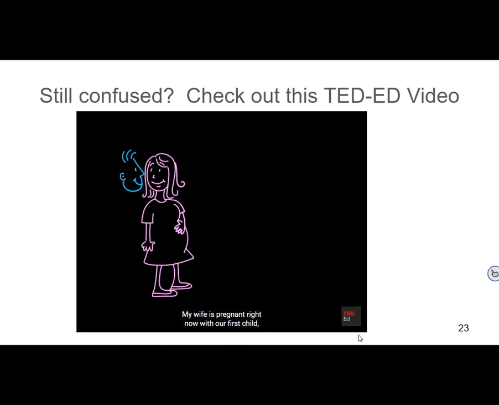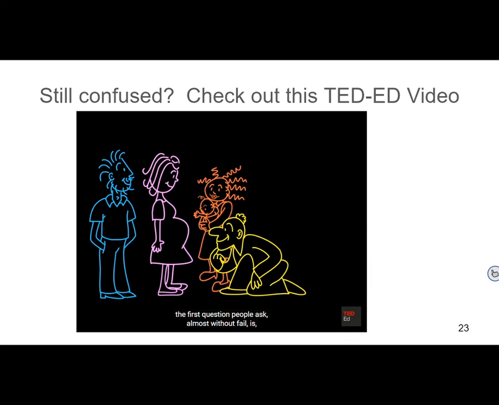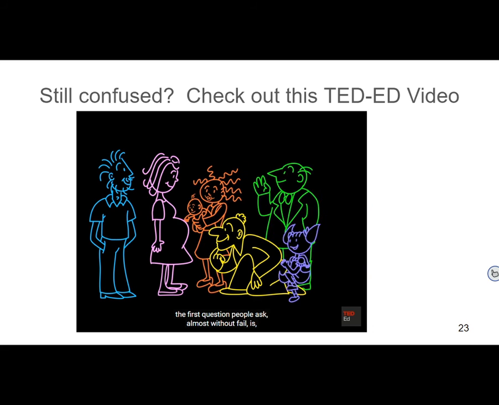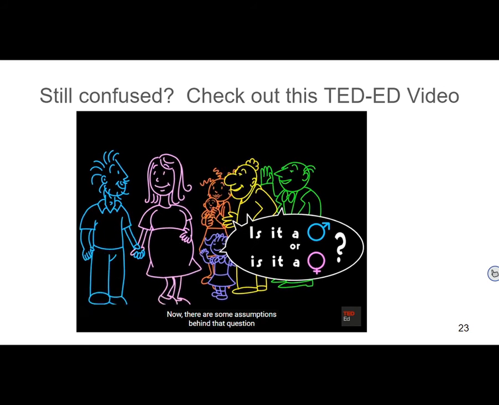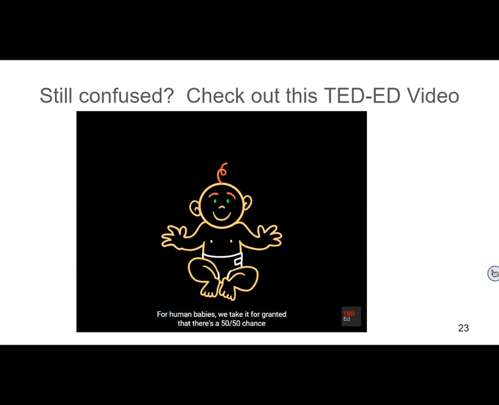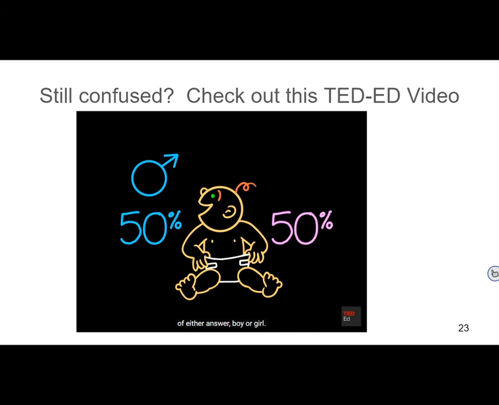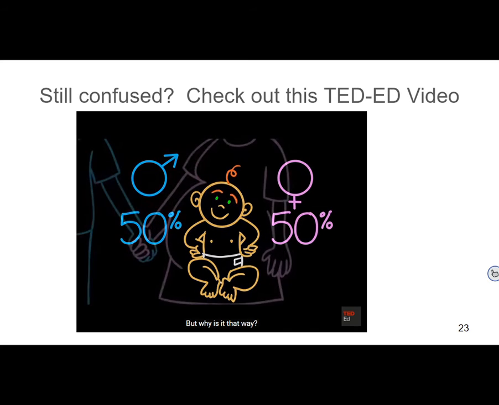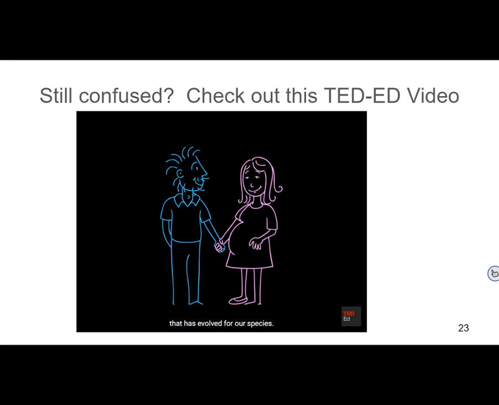My wife is pregnant right now with our first child, and when people see her with her big baby bump, the first question people ask, almost without fail, is it a boy or is it a girl? Now, there's some assumptions behind that question that we take for granted because of our familiarity with our own human biology. For human babies, we take it for granted that there's a 50-50 chance of either answer, boy or girl. But why is it that way? Well, the answer depends on the sex determination system that has evolved for our species.